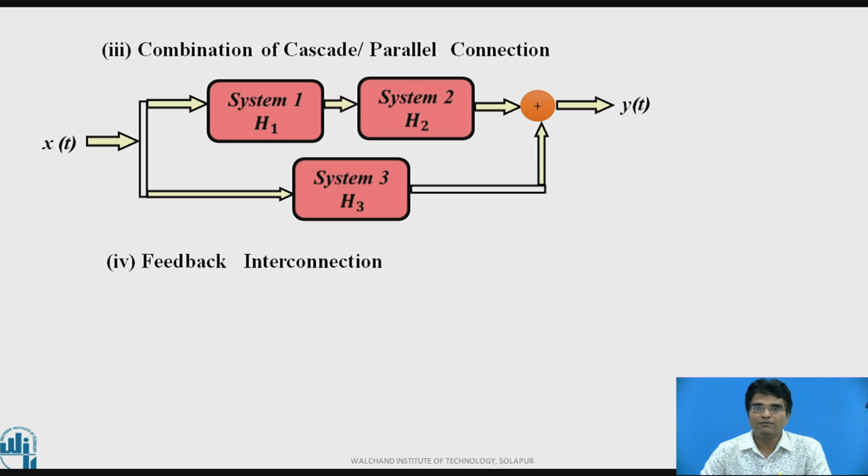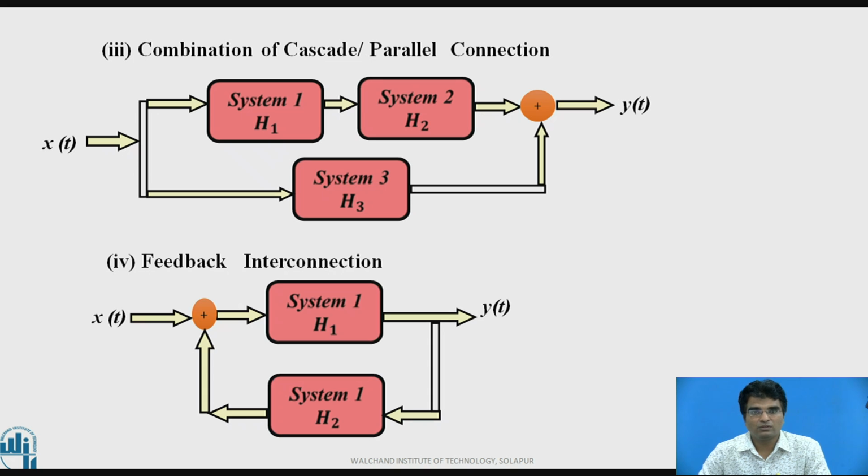Next one, last one, feedback interconnection, which is also used for complex transformations. Here x of t is given to the summation, which is given to system 1, H1, and produces the output y of t. Here the output part is fed back through system 2, H2, again given to the summation, and this process is continuous, producing the y of t output.